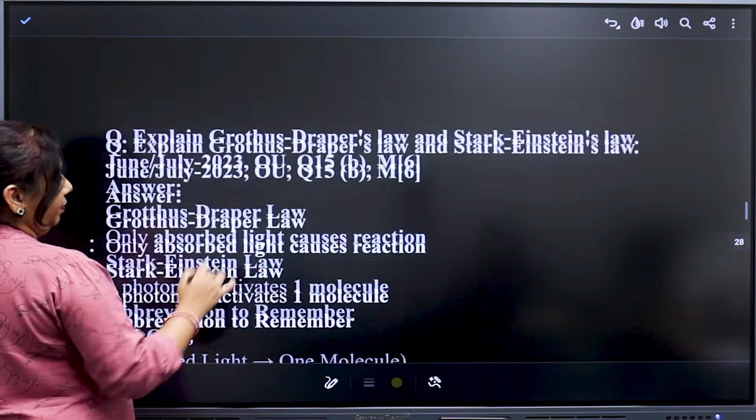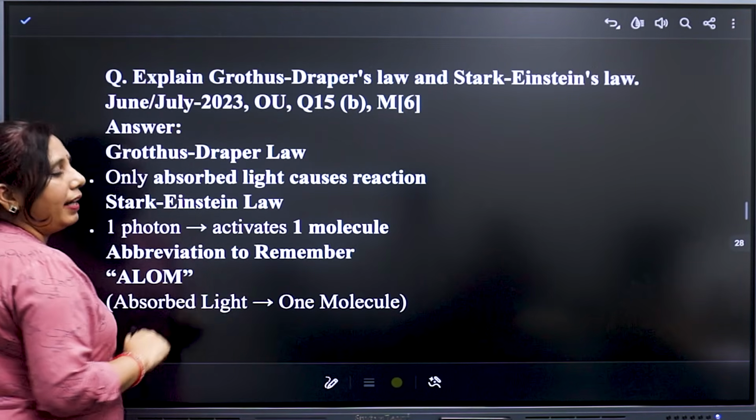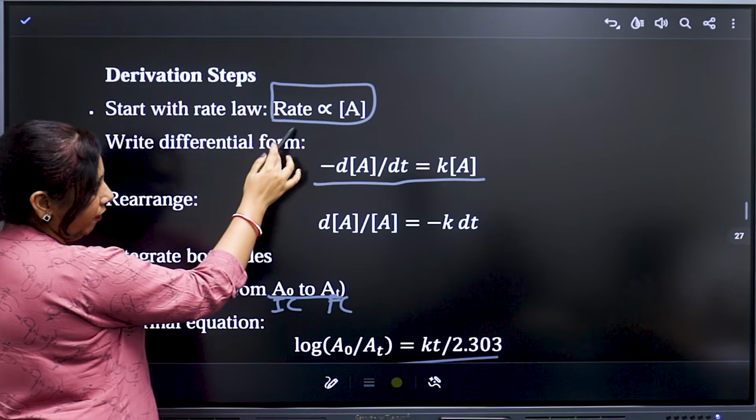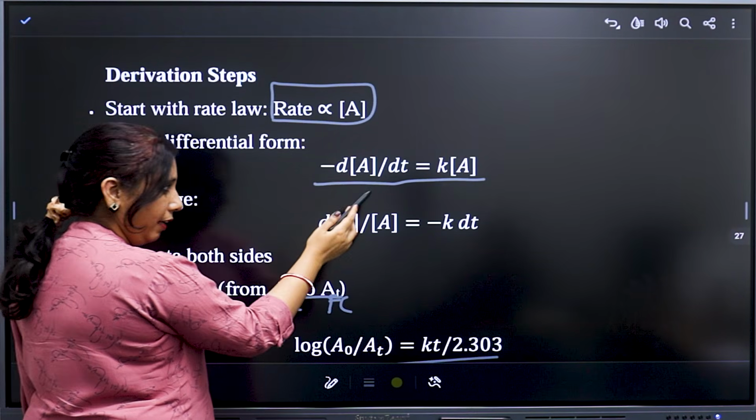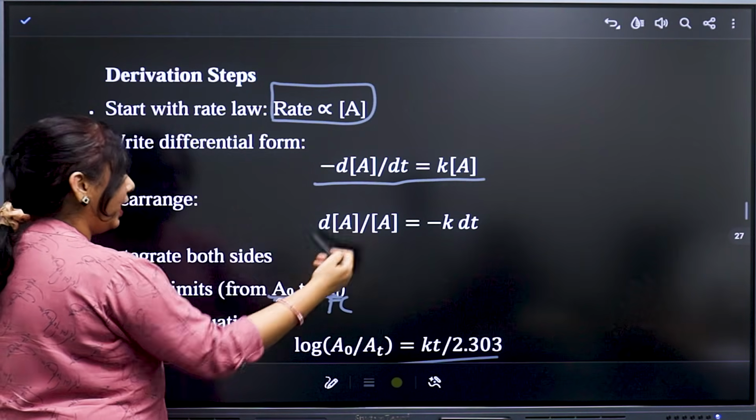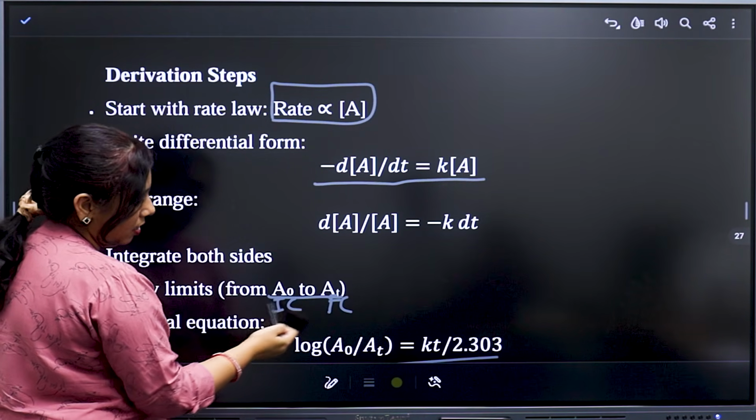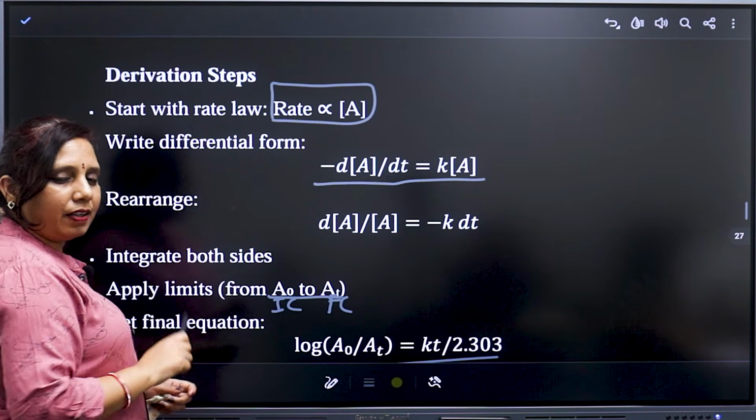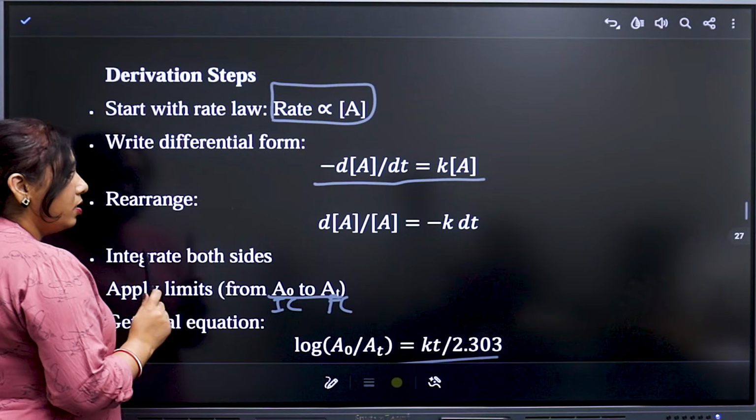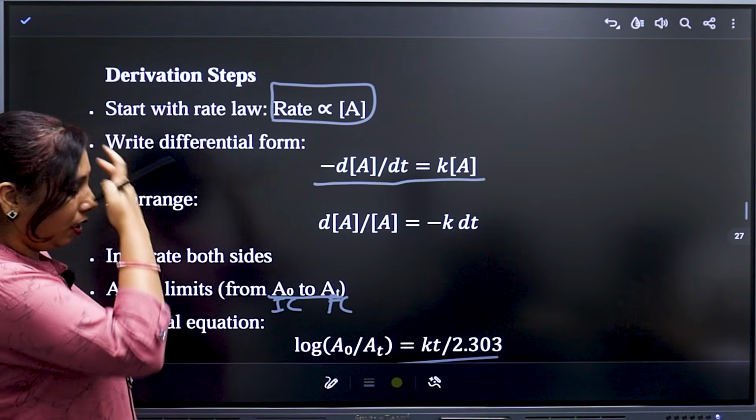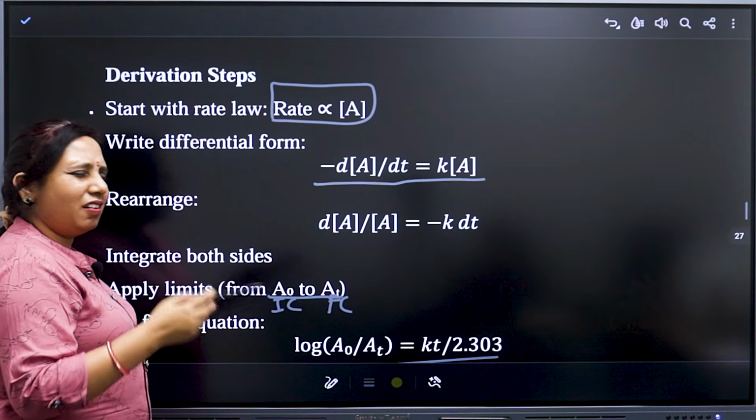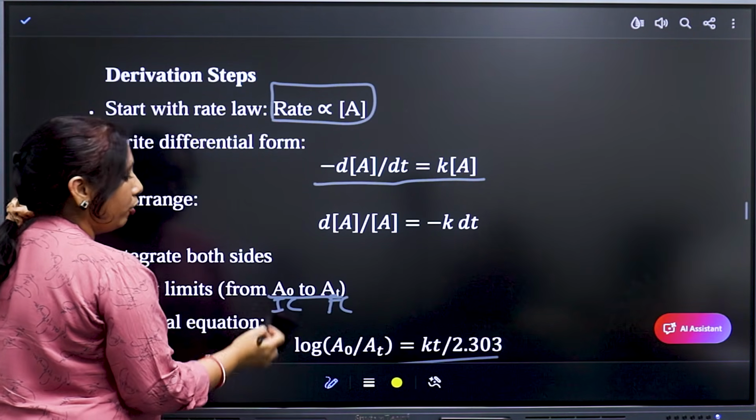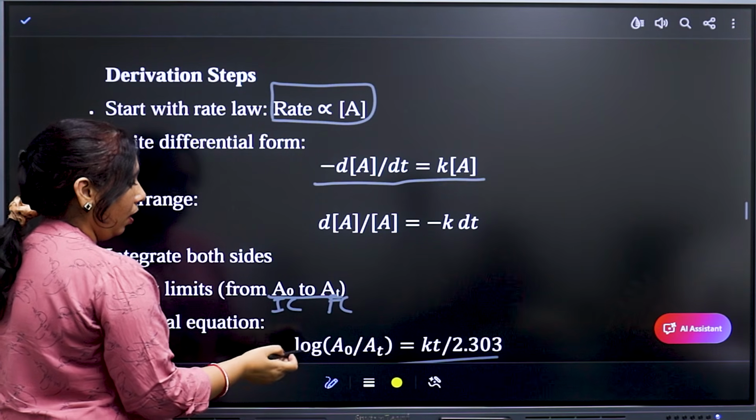So that is the derivation. To remember it, you can simply remember like this. First we have to write the rate law, then write the differential form, then rearrange and integrate within these limits, then we will get this equation. So this is how we derive the first order rate equation. This question is also very important, so you have to practice the derivation. It is around 5 to 10 steps. It's very easy. You can see the whole answer in the app also.